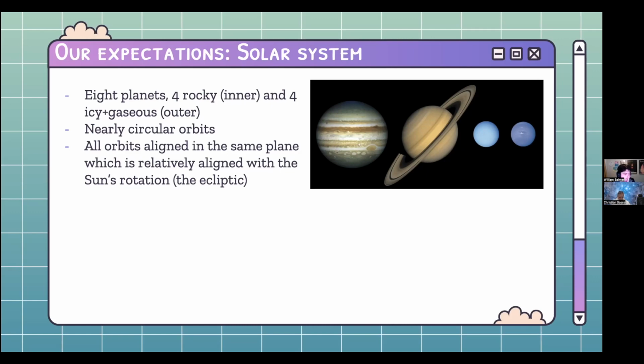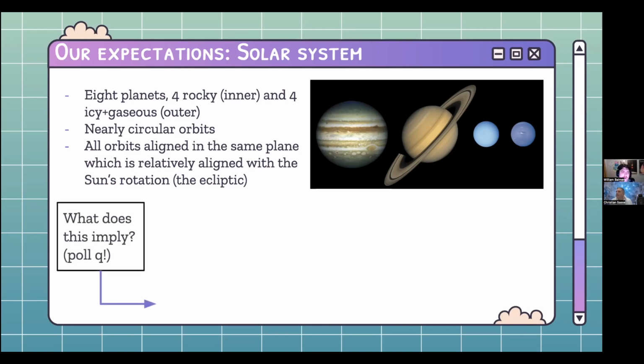So the first poll question that I'll have Christian boot up is, what do these observations imply about star and planet formation generally? Or do they imply anything? So there's the question: what does the size and composition of the solar system planets imply about planet formation? You have a couple of different options.